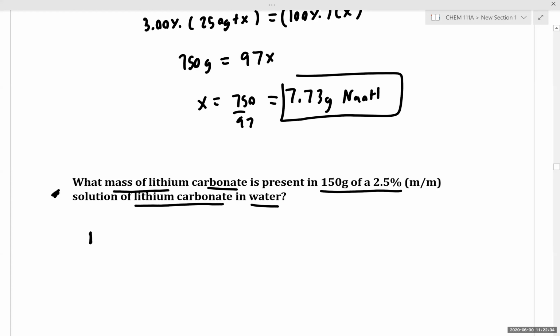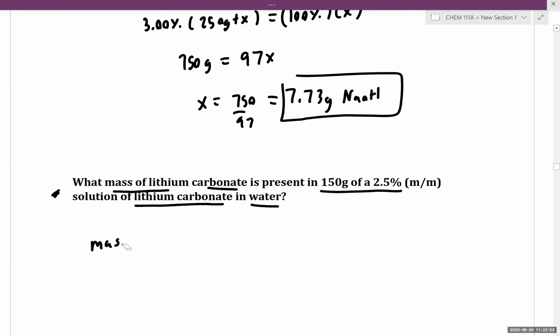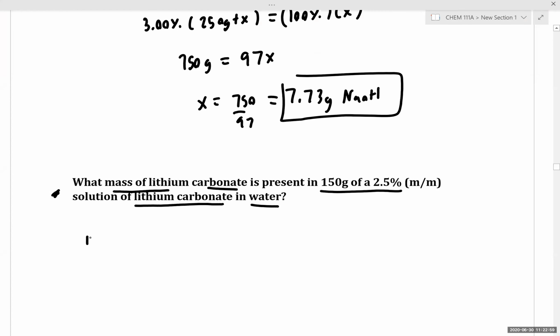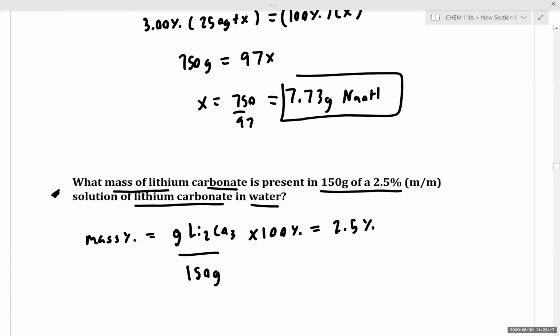So we know that the mass percent is equal to the mass of lithium carbonate over the total mass, which is 150 grams, times 100%. And we know that our mass percent is 2.5%.